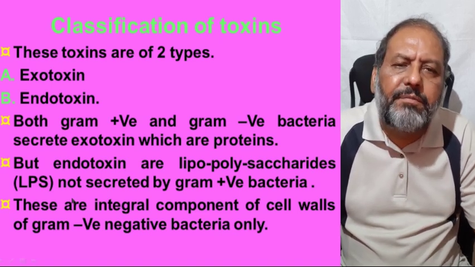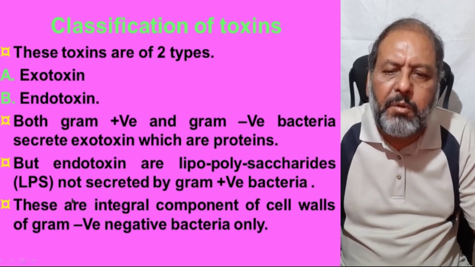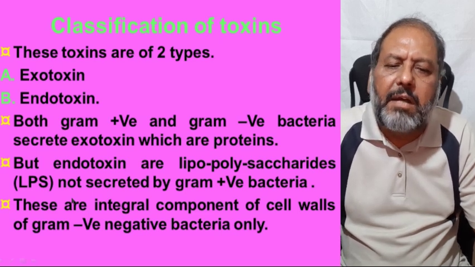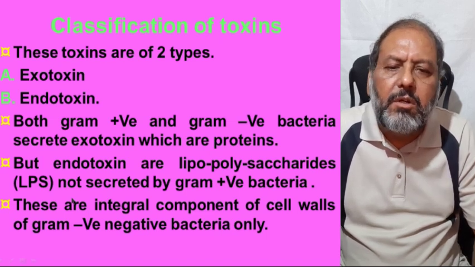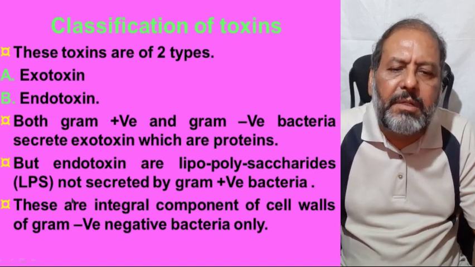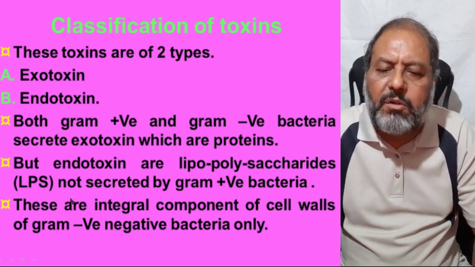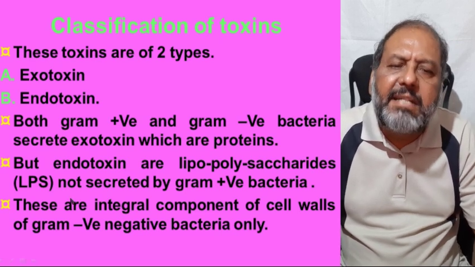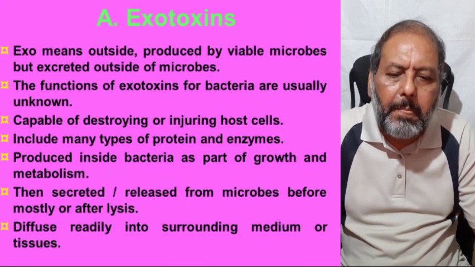Both gram-positive and gram-negative bacteria secrete exotoxins, which are proteins, but endotoxins are produced only as lipopolysaccharides, LPS, not secreted by the gram-positive bacteria. So the LPS of the gram-negative bacteria is the endotoxin. These are an integral component of the cell walls of gram-negative bacteria only.